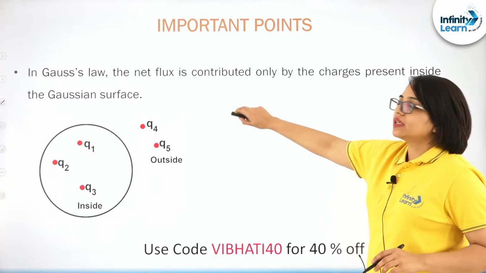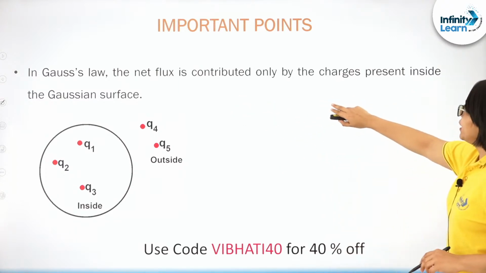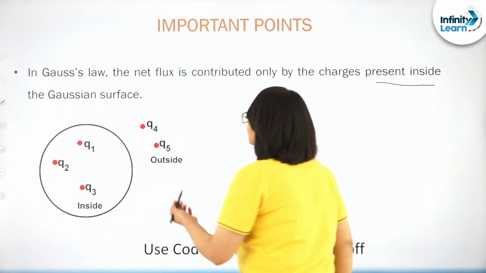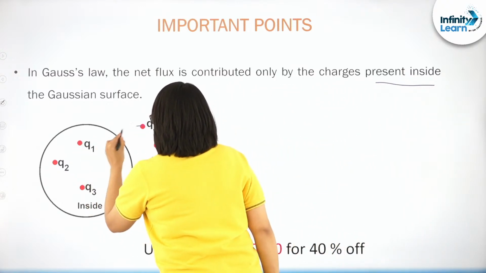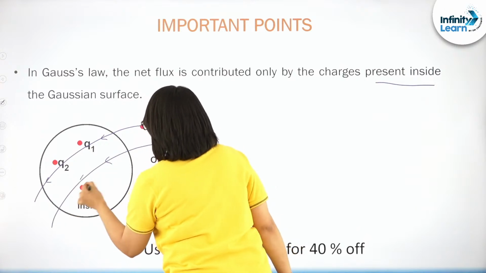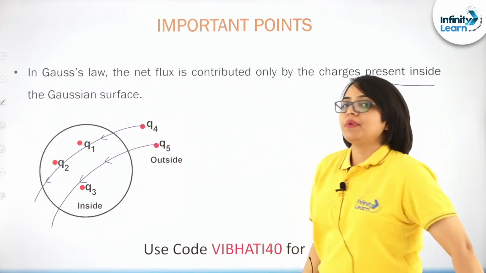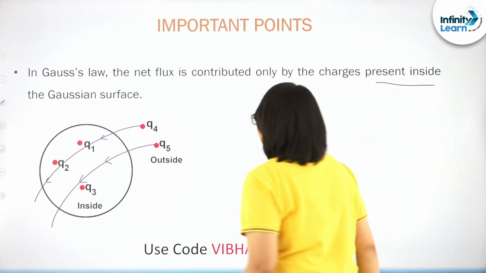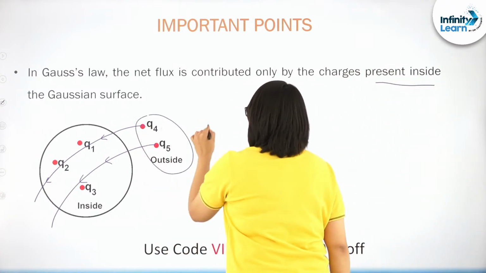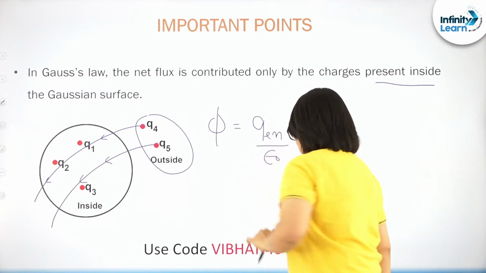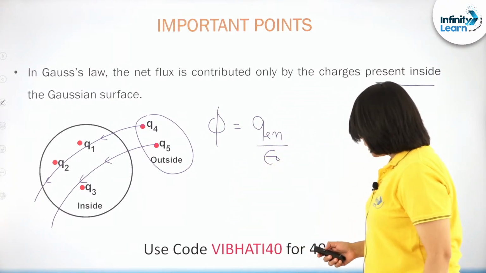In Gauss's law, the net flux is contributed only by the charges present inside the Gaussian surface. जैसा कि हमने डिस्कस किया बच्चों, Q4 और Q5 का जितना इनकमिंग फ्लक्स है उतना ही आउटगोइंग फ्लक्स हो जाएगा, राइट? And because of that there will be no net contribution of outside charges in the calculation of electric flux. ओके, चलिए बहुत ही बढ़िया.